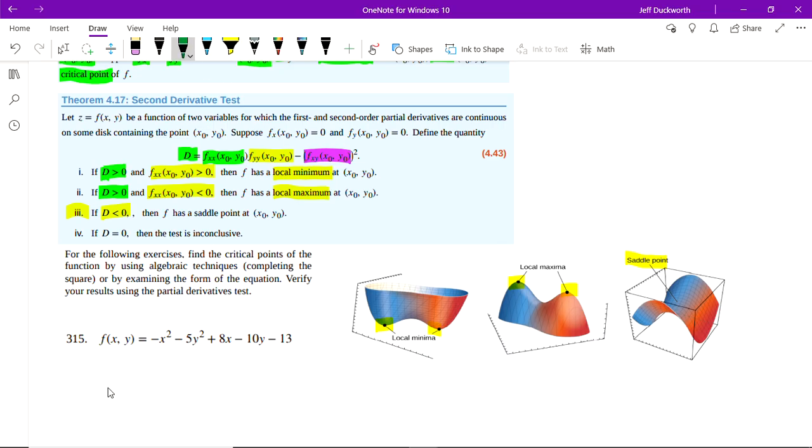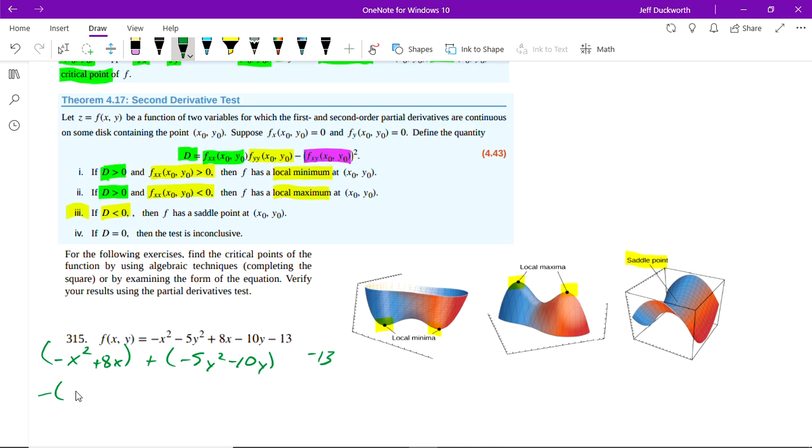They gave us negative values, which makes it a little trickier, but I'm going to pair up the x's and the y's. So negative x squared plus 8x, and that's one group. And then I've got negative 5y squared minus 10y. And I've got this negative 13 on the outside here. All right, I'm going to pull out a negative 1. And so I'm left with negative 8.